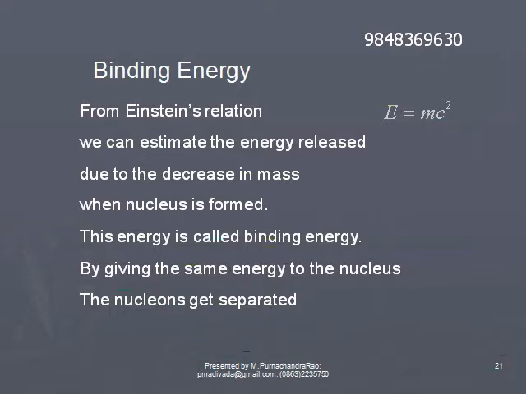We can define this as the minimum energy required to split the nucleus into its constituent nucleons, because by giving the same amount of energy to the nucleus, the nucleons get separated. So binding energy is the minimum energy required to split the nucleus into its constituent nucleons.